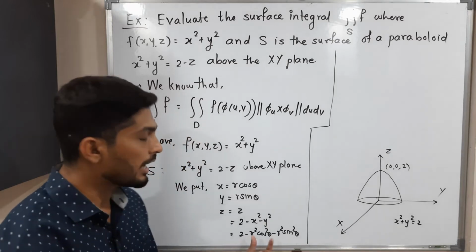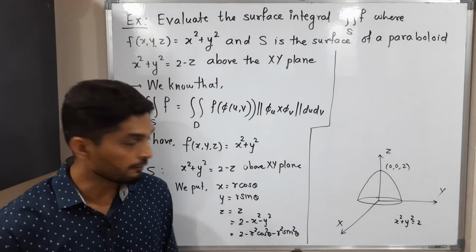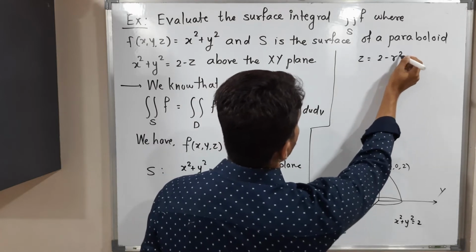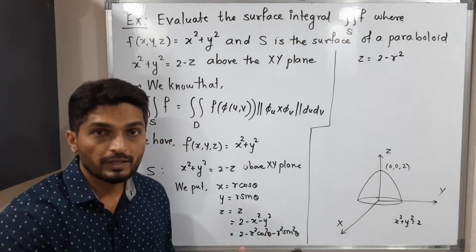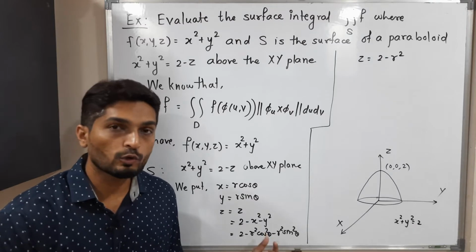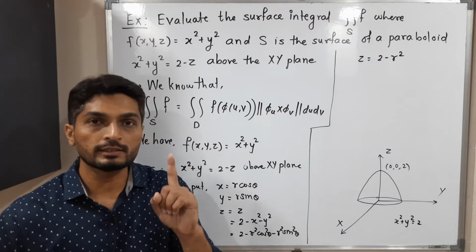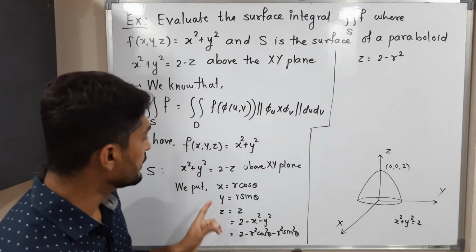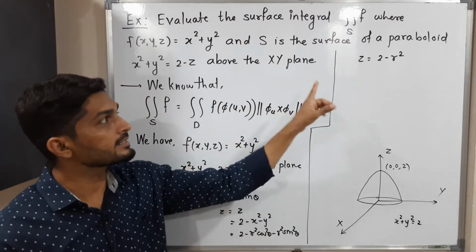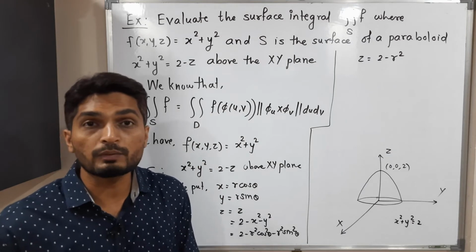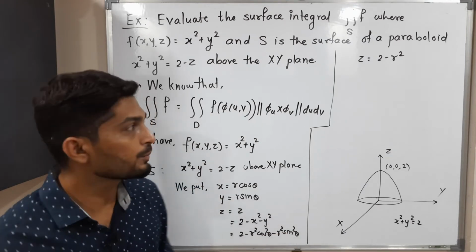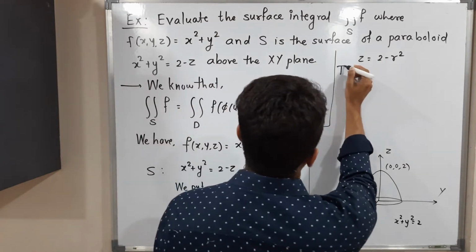See, can we take r square common? Obviously, if you take r square common, in the bracket you will have cos square plus sin square, which is 1. So 1 into r square. So this is z, right? So x is r cos theta, y is r sin theta, and z is equal to 2 minus r square. In this way, we convert the 3 variables x, y, z in terms of r and theta only. So we can declare our parameterization.